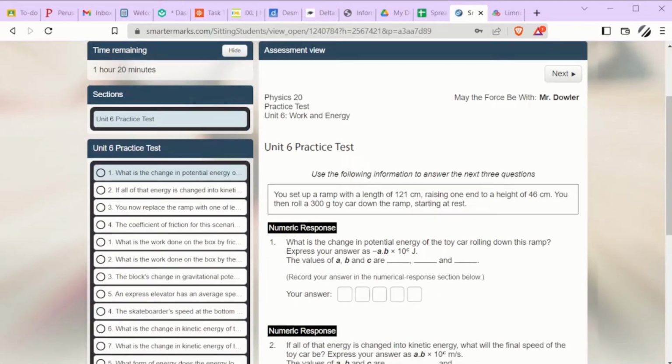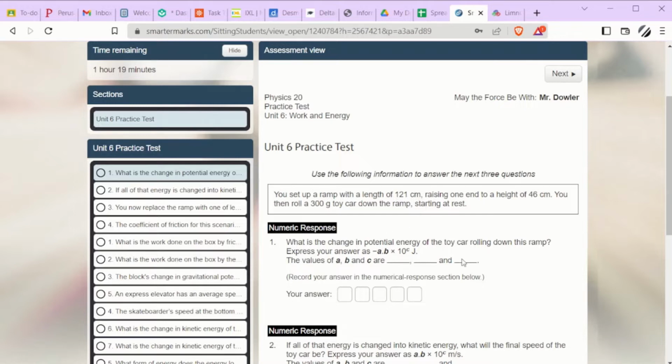Okay, beginning our test. You set up a ramp with a length of 121 centimeters, raising one end to a height of 46 centimeters. You then roll a 300 gram toy down the ramp, starting at rest. The change in potential energy of the toy car rolling down this ramp is just the change in gravitational potential. It is exclusively determined by the height and the mass. The length of 121 centimeters doesn't matter.